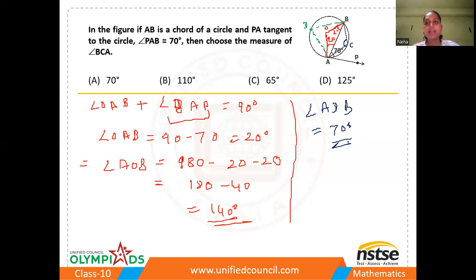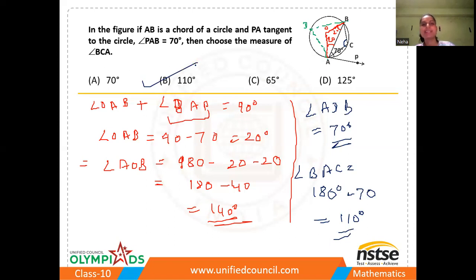Now I have two angles with me. So now I can see that there is a cyclic quadrilateral, which is ADBC. In a cyclic quadrilateral, the two opposite angles are always equal to 180 degrees. So I can say that angle BAC is nothing but 180 minus 70, that means this is 110. So yes, B is the right answer.